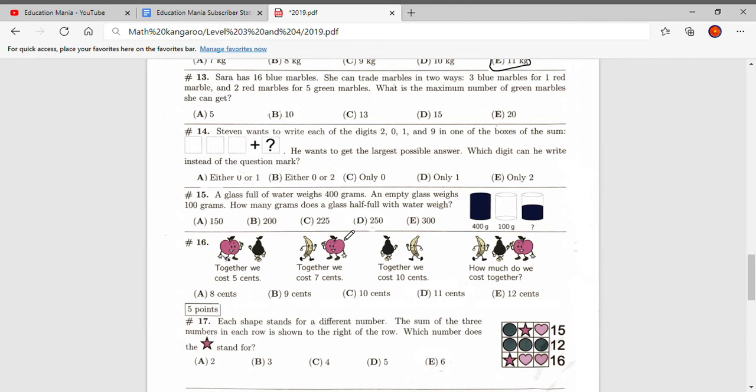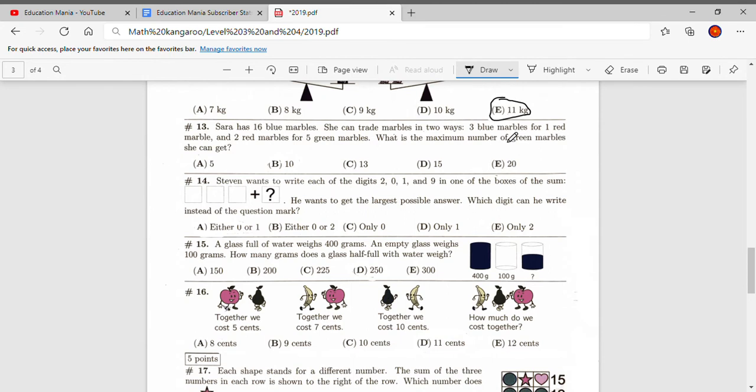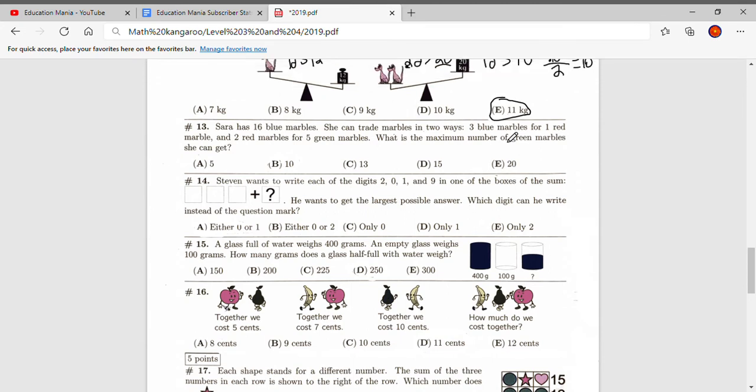So the first step is to make them red marbles. And 3 blue marbles equals 1 red marble. And the most red marbles she can get is 5 because 16 is not divisible by 3. And the closest number that is less than 16 and is a multiple of 3 is 15. And when you divide 15 by 3, you get 5. So now she has 5 red and 1 blue, but the 1 blue won't be of any use anymore. So we can just leave 5 red.